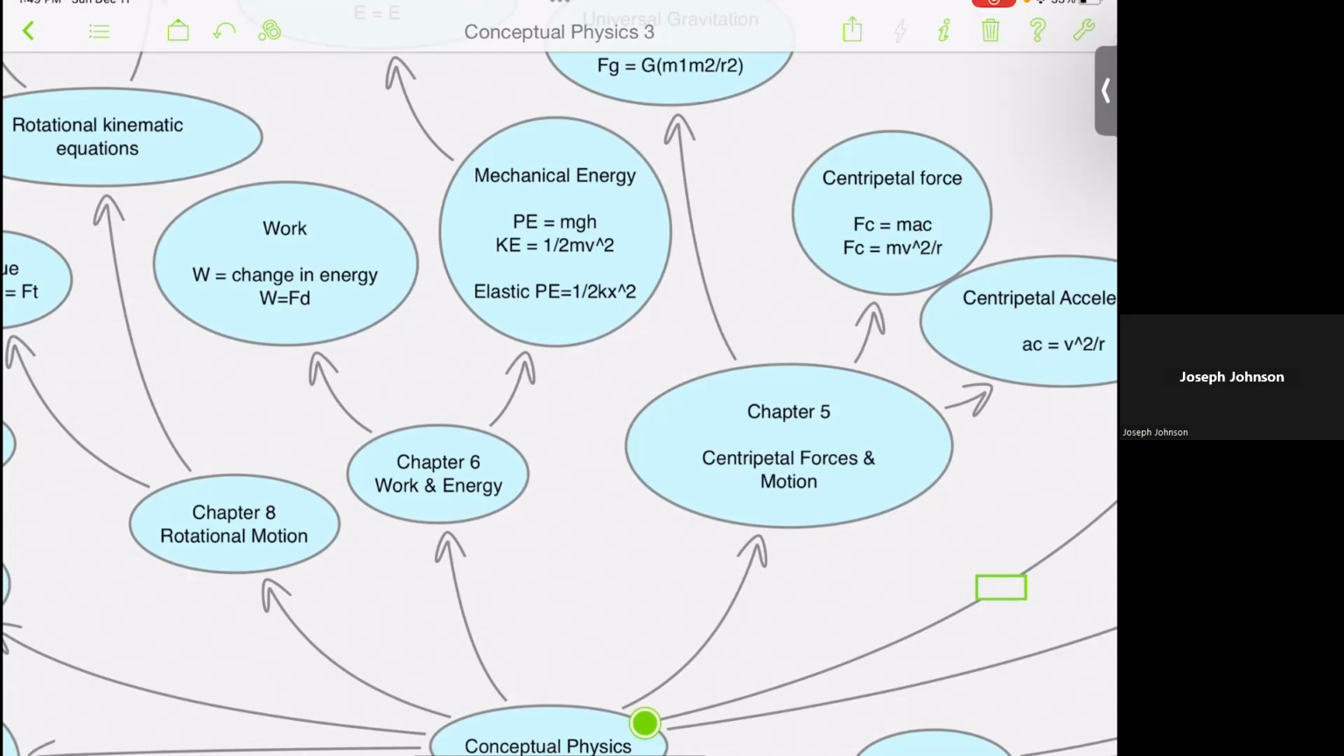Mathematically, a dot product just looks like the magnitude of vector 1 times the magnitude of vector 2 times the cosine of the angle between them. So it's F times D times the cosine of the angle between them. So work equals the change in energy, and it also equals F D cosine theta.